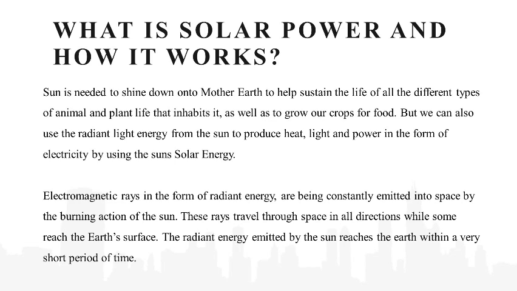Next is electromagnetic rays. What are electromagnetic rays? In the form of radiant energy, they are being constantly emitted into space by the burning action of the sun. These rays travel through space in all directions while some reach the Earth's surface. The radiant energy emitted by the sun reaches the Earth within a very short period of time.